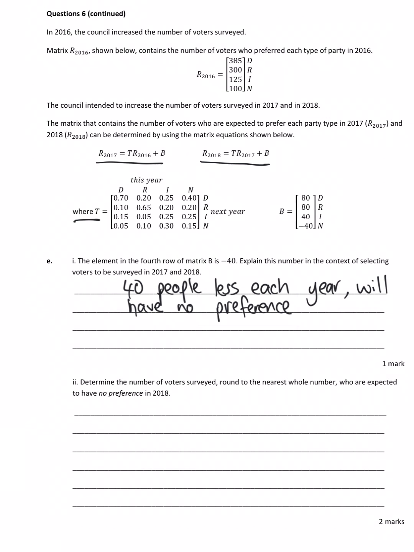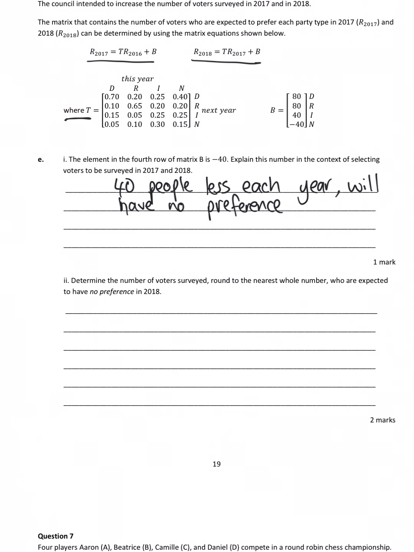I think, just make sure I've explained that right. The element in the 4th row of matrix B is minus 40. Explain this number in the context of selecting voters to be surveyed in 2017 and 2018. Yeah, I think that's pretty good. 40 people less will have no preference. Yeah, it's fine. Okay, determine the number of voters surveyed, rounded to the nearest whole number, who are expected to have no preference in 2018.